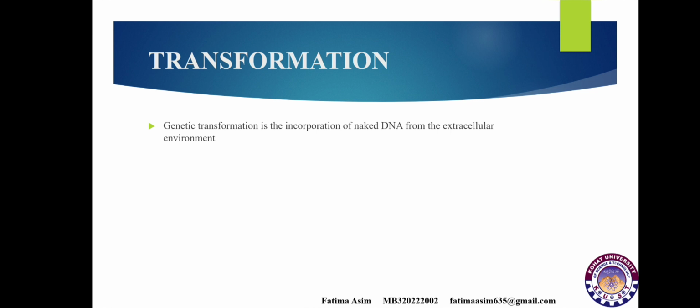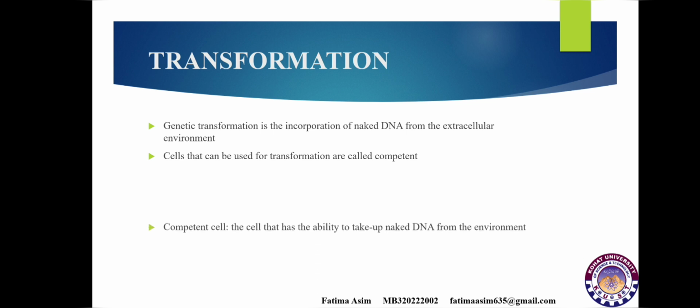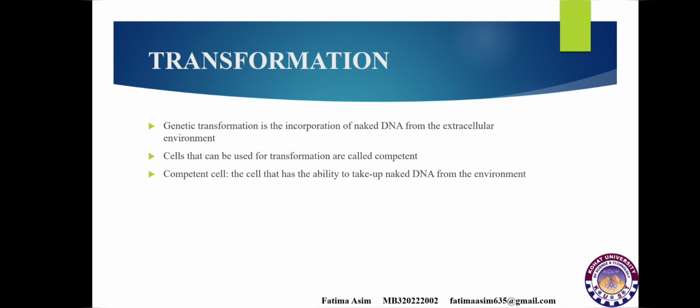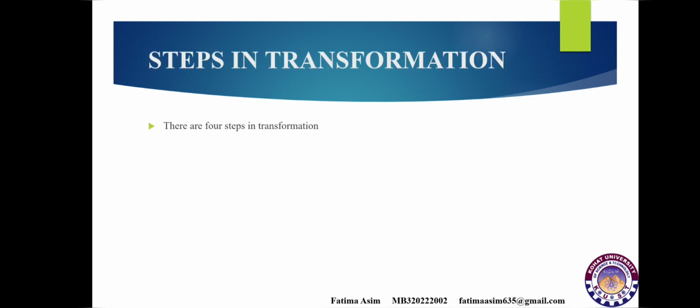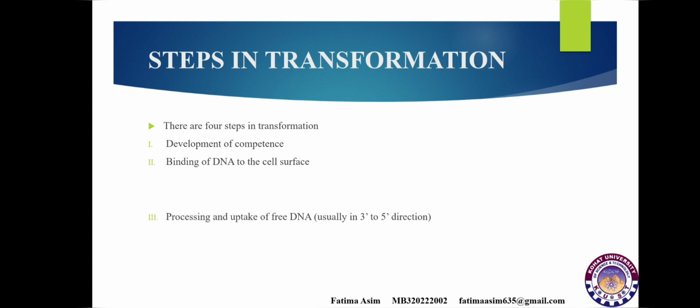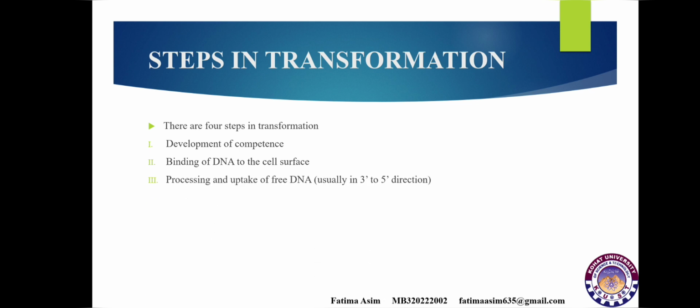Transformation. In transformation, there is incorporation of naked DNA from the extracellular environment. Cells that can be used for transformation are called competent. These cells have the ability to uptake naked DNA from the environment. There are four steps in transformation. First is development of competence. Second is binding of DNA to the cell surface. Third is processing and uptake of free DNA. Fourth is integration of DNA into the chromosome by recombination.